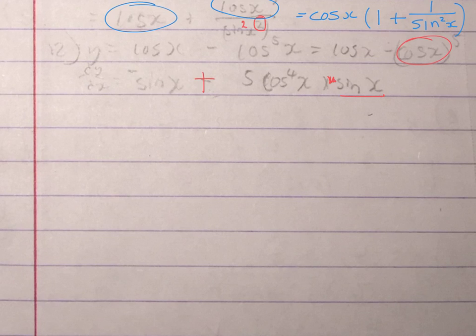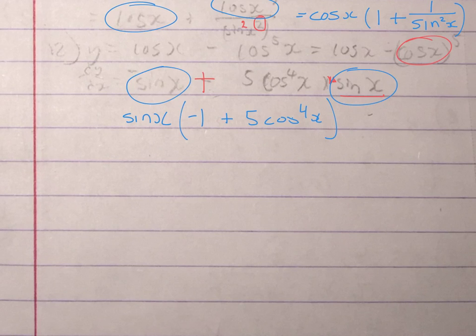Now we can simplify. I would take out common term here, which is sine of x. Let's take it out and see what we get. Sine of x. You're left with minus 1 in front, plus 5 cos 4x. And that would probably be good enough. I would swap it around just to be extra technical. 5 cos 4x minus 1. That's the answer I get. Looks a little bit different to hers, but I think this is correct.